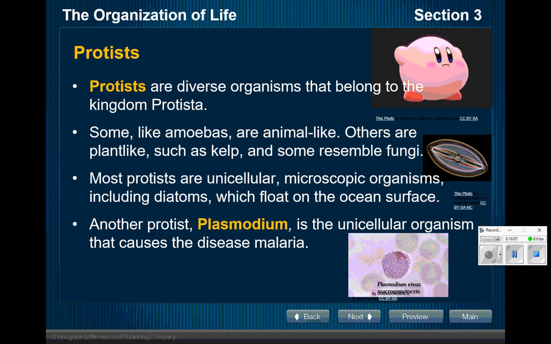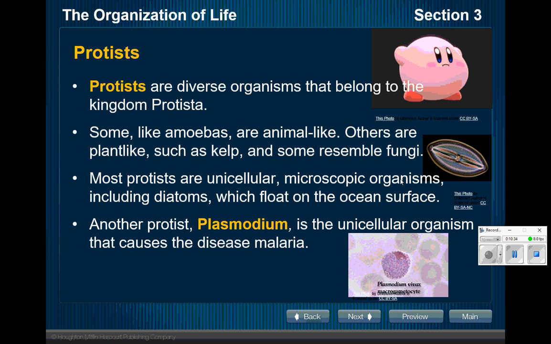Some are like the amoebas, like Kirby, are animal-like. Others are plant-like, like these diatoms, or more specifically, like the kelp. And some resemble more like a fungi, like a Voxarella. Most protists are unicellular, but there are some that are multicellular and form these big colonies.